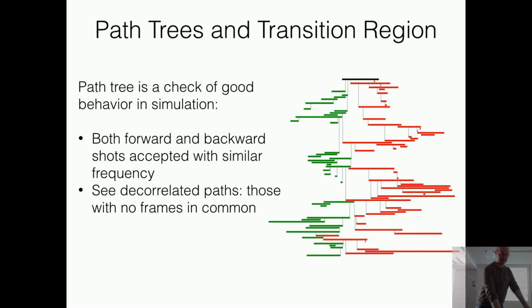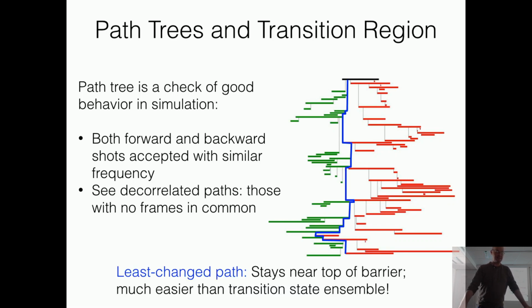You'll see that. Related to this is the idea of the least changed path, which is essentially trying to get you through this by making the least frames. It's not exactly the way it's defined, but the big idea is that it stays near the top of the barrier. So it's a rough estimate of your transition state ensemble without actually needing to do the super expensive committor calculation. You get this basically for free. It's a very cheap analysis that gives you an estimate of your transition state ensemble without doing the committor simulation afterward.